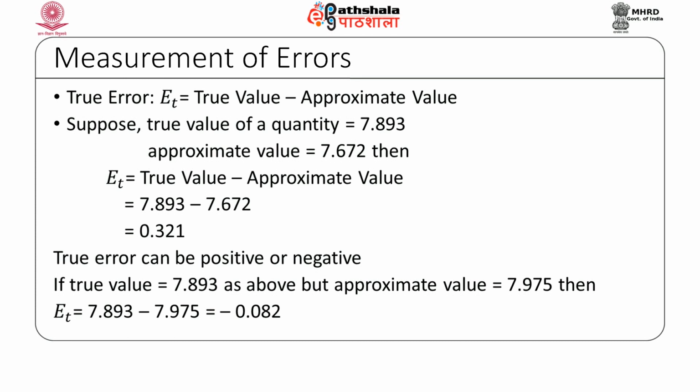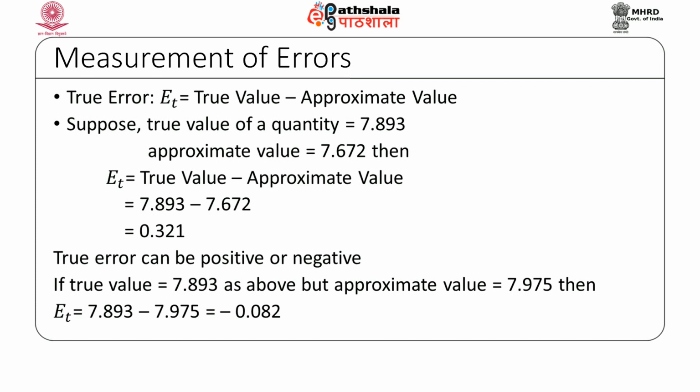So, what is the error? True error, E for error, T suffix for true. So, ET is the true value minus the approximate value, that is our true error. Just for example, the true value of the quantity is 7.893 and the approximate value is 7.672. Then the true error is the true value minus the approximate value. So, 7.893 minus 7.672 gives the answer 0.321.